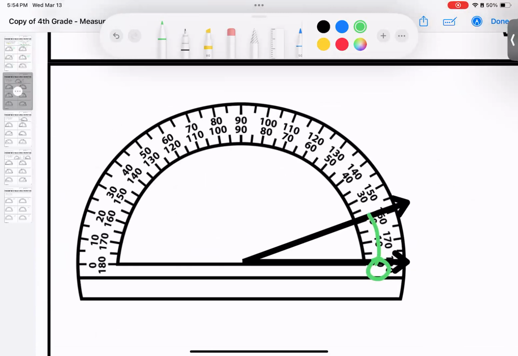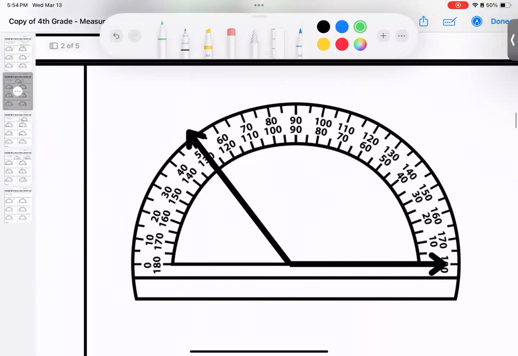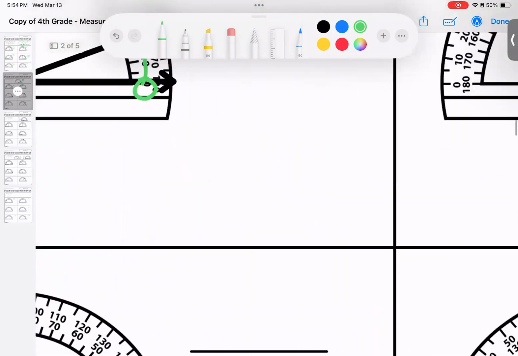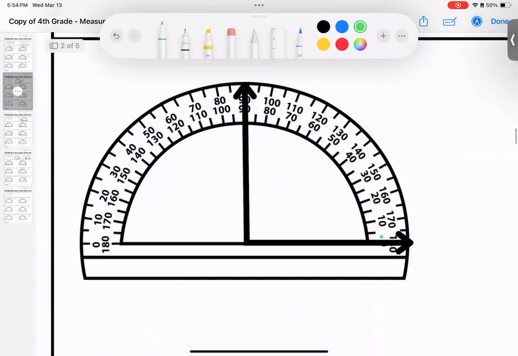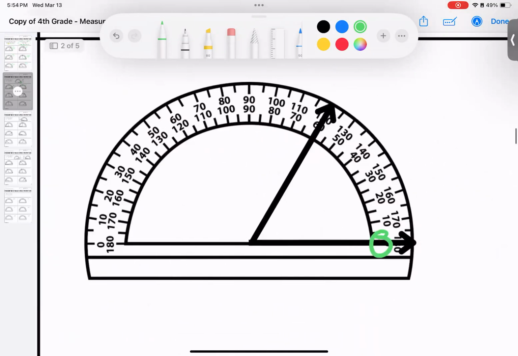Here is our zero. We go up to 20 degrees. Make sure you're following the zero for the correct numbers. Here is our zero, 10, 20, following our inside numbers. We're at 130 degrees. Down here, here is my zero following my inside numbers. I'm at 90 degrees. Find your zero following my inside numbers.